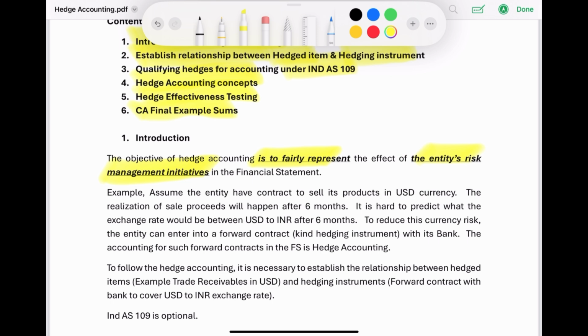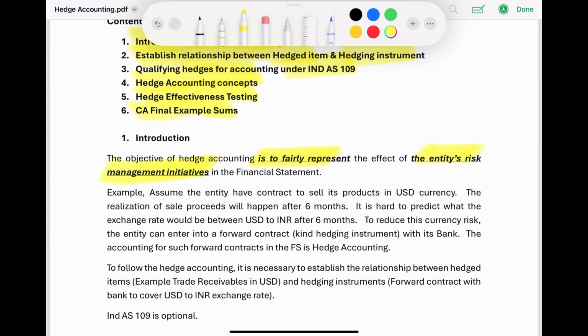To cover the forex risk, an entity might take forward contracts, and how to account for those forward contracts, that's called hedge accounting. So how to account for the hedged item and the hedging instrument to truly represent the financial statements, this is what Ind AS 109 talks about under hedge accounting.